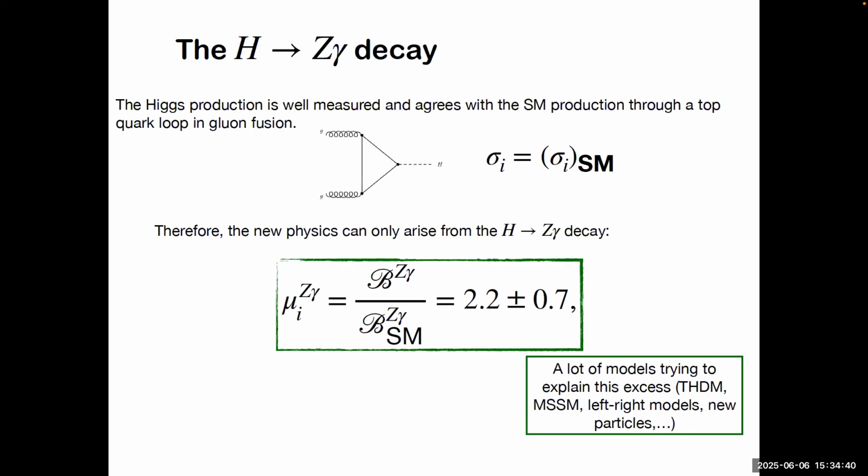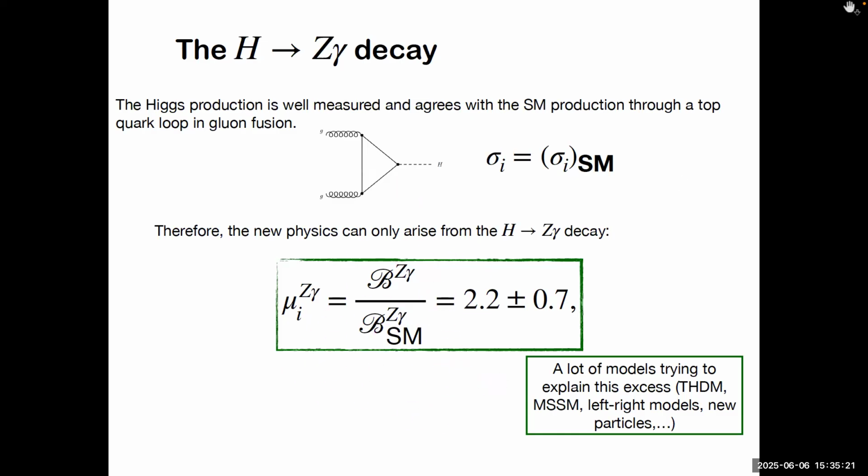I don't expect new physics through the Higgs production. That's because the Higgs production is well understood. It is well measured, and it agrees with the standard model prediction, which corresponds to a Higgs produced through a top quark loop. As we don't expect new physics from the Higgs production, the signal can be defined only as the ratio between the observed branching fraction and the standard model branching fraction.